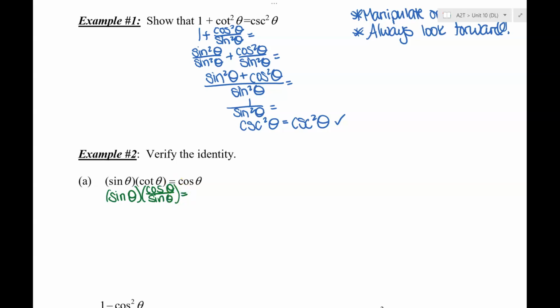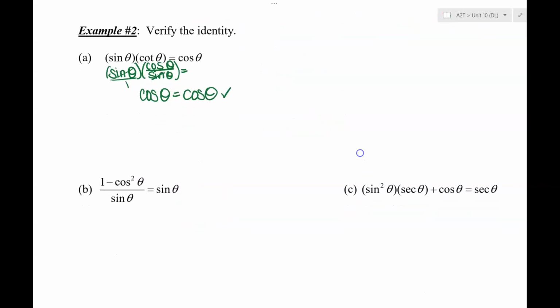basic trig identities. Ooh, I know this is over 1, so these will cancel out, and right away I am done. Cosine of theta equals cosine of theta. Done. Nice. It's always nice when they work out small and simple.